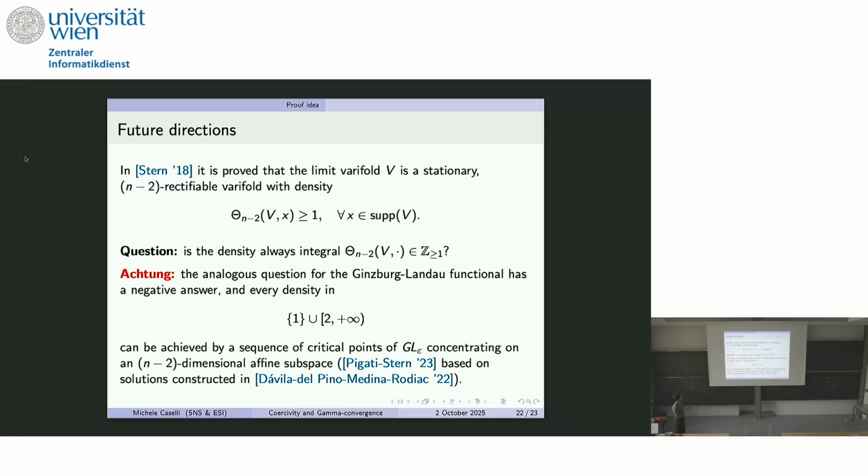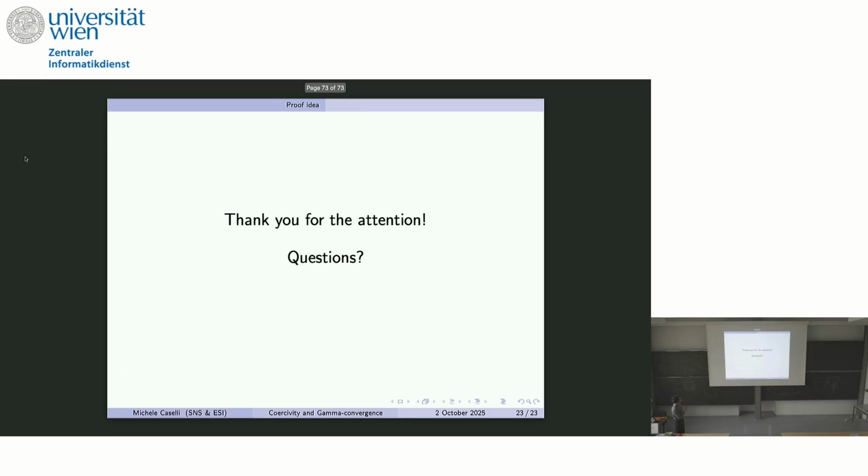Actually, it's not even clear to me if after this result, the community believes that for the p-energy version, the answer to this question is affirmative or negative. Okay. So there are no counterexamples, but I don't know. Okay. And I think I'm up with time, so thank you for the attention.